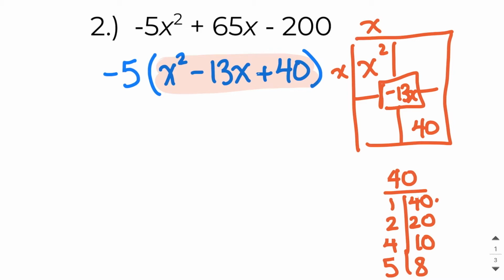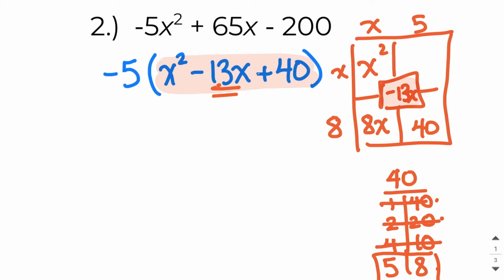Now I'm looking for which set of numbers can possibly give me this negative 13 that we have in the middle of our box right here. And so I can't get it from 1 and 40 or 2 and 20 or 4 and 10. There's no way I can get the number 13 from those numbers here, but 5 and 8 can give me a negative 13.